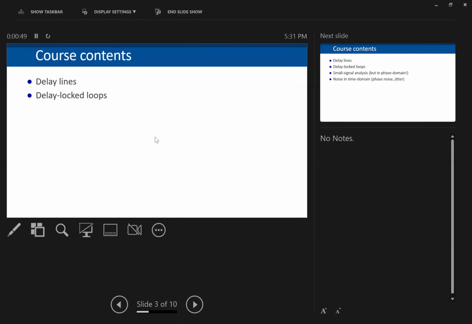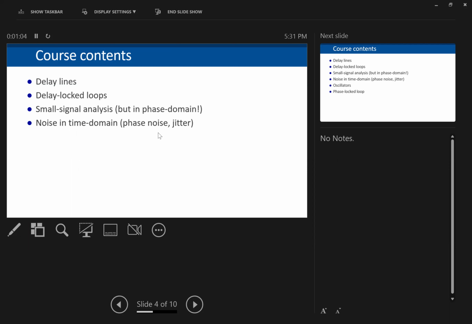So now in this course, you will learn how to analyze and design delay lines. Then we will put these delay lines into a negative feedback. That will give us a delay lock loop. So again, you will learn how to do a delay lock loop. Then we will do small signal analysis on this delay lock loop. Now you're familiar with one style of small signal analysis. Here, it's again similar methods, but the small signal is now a time or a phase signal. That is why we are going to do small signal analysis in phase domain.